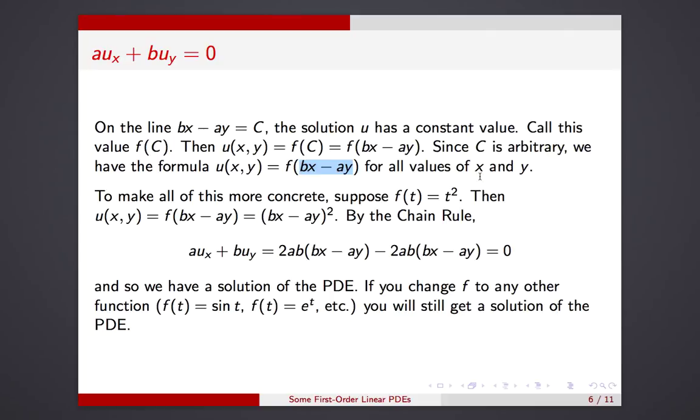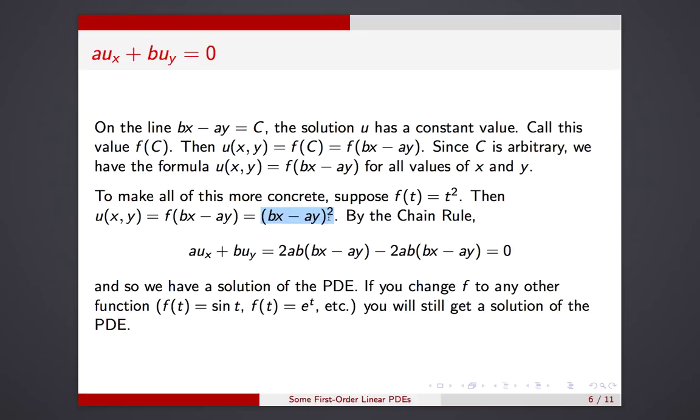Okay, to make this concrete, let's think about a function of a single variable f. So let's say f of t is t squared. Then u of x,y is f of bx minus ay, like we have here. So u only depends on which line you're on. It's a function of the line you're on. But if f of t is this particular single variable function, if f is just the function that squares things, then f of bx minus ay equals (bx minus ay) squared.